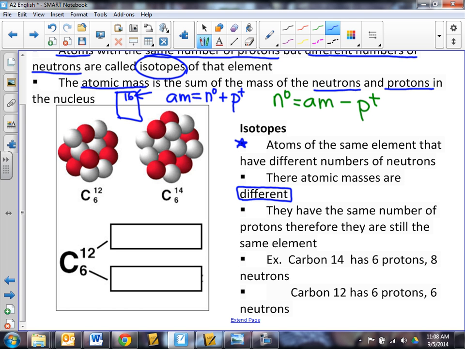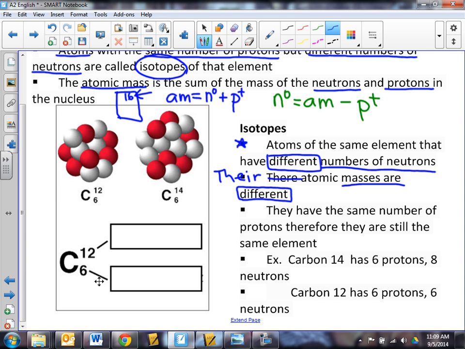I'm going to highlight things that are different and things that are the same. So what is different between isotopes? The number of neutrons that they have. Because we know now that neutrons are part of the mass of an atom, that means that their atomic masses are different. So there's two things that are different, the number of neutrons and, by consequence, their atomic mass.